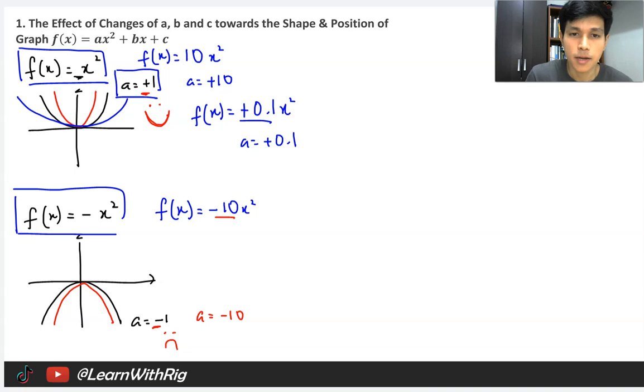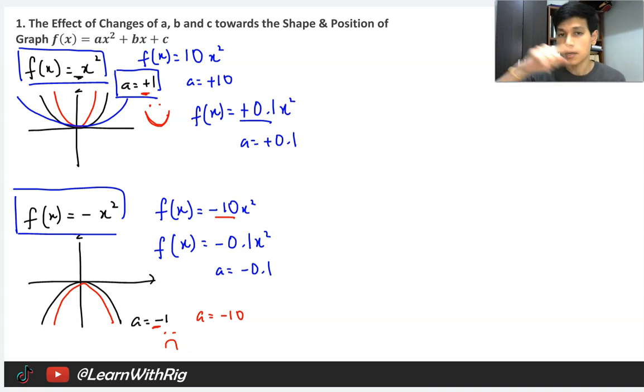Alright, same thing applies to the negative graph. If you get a negative 0.1x squared, now your a value is going to be negative 0.1. So negative is going to be N-shaped, but the 0.1 is smaller than the initial one here, correct? The negative 1, 0.1 is smaller than 1, so it's going to become wider as well. Okay, the width of the graph is going to increase. It's becoming wider, but the negative will not change. It's still going to be an N-shaped graph. Okay, so that is the difference in how the a value affects the quadratic functions.